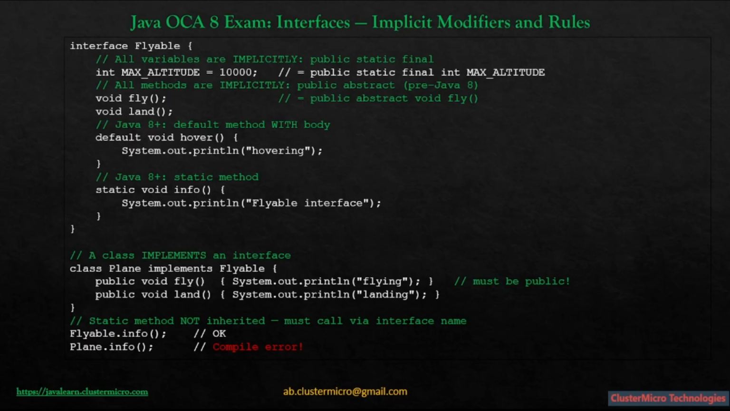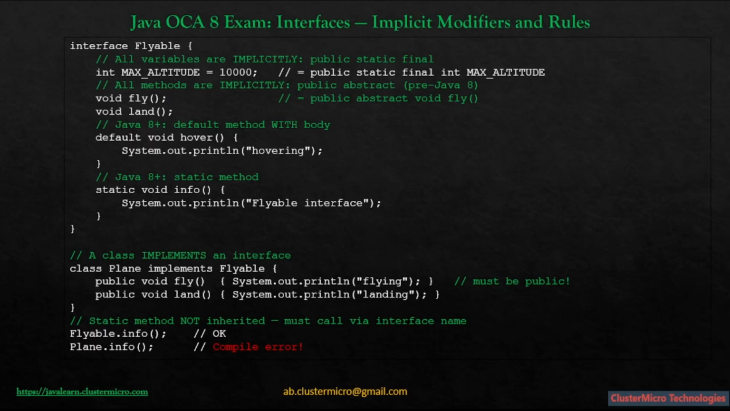So static methods are not inherited, okay? We see Flyable.info, that's okay, but Plane.info will lead to a compile time error. Interface static methods are not inherited by implementing classes. They belong to the interface and can only be called through the interface name, Flyable.info. So calling Plane.info is a compile time error because Plane never received info. Static methods do not transfer through the implementation. This differs from static methods in class inheritance, where a static method can be called through a subclass reference. Interface static methods are stricter, interface name only.